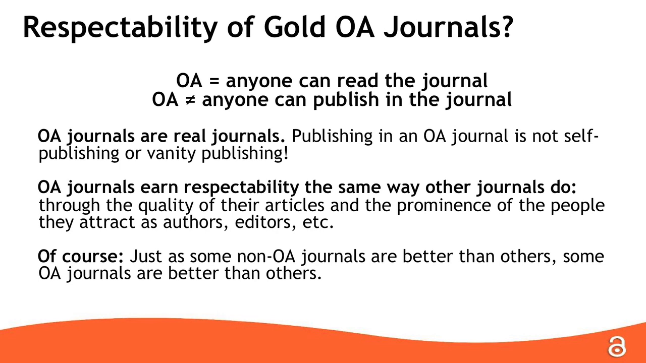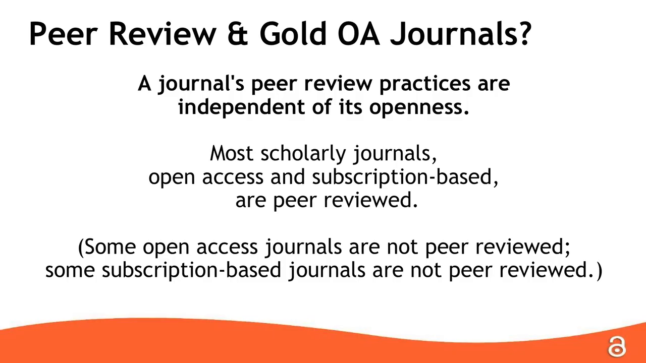And so, of course, yes, just as some non-open access journals are better than others, some open access journals are better than others. So before submitting an article to any journal, open access or not open access, you have to research its quality. A journal's peer review practices are entirely independent of its openness. Most scholarly journals, open access and subscription-based, are indeed peer-reviewed.